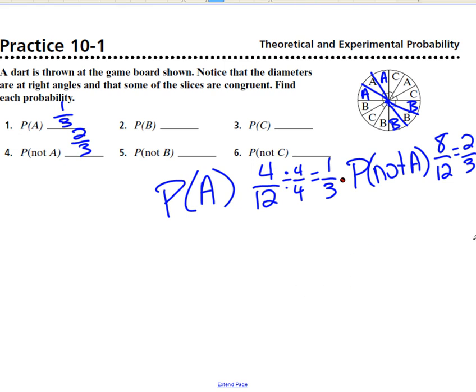So Chris, what'd you get for an answer for number 2? Why 5/12? Because there are 5 B's on our spinner out of a total of 12. Can you simplify that? No.